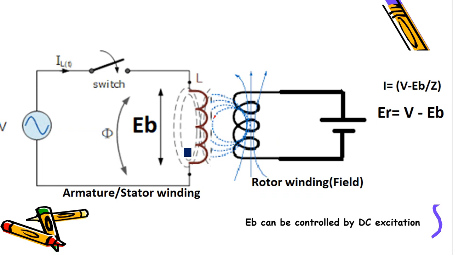And EB, the back EMF, will now be controlled by DC excitation. By varying the excitation, what happens? By varying the excitation, the flux will be controlled, and by controlling the flux, the total flux in the area can be controlled. By controlling the flux, we can control the back EMF.